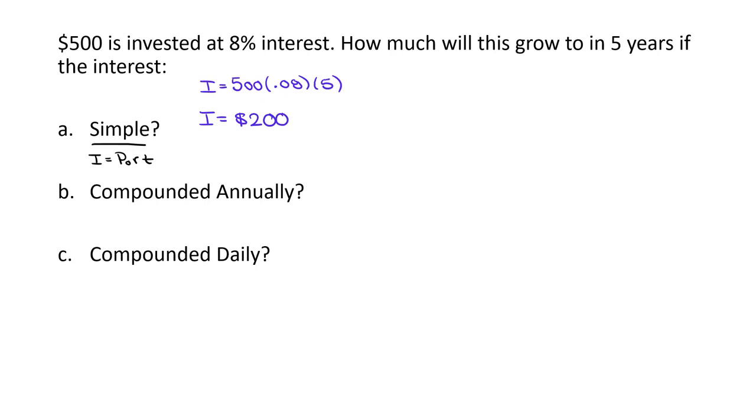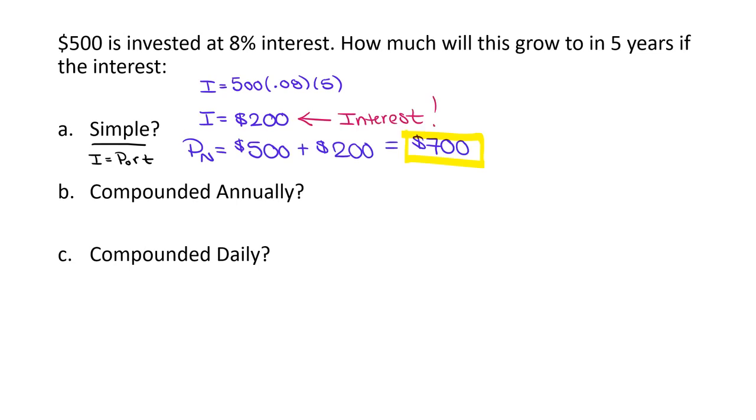Now, this is the amount of interest I've earned. The question actually says, how much money will we have? What will be in our bank account, basically? So we have just computed that we have earned $200 in interest. So the amount of money that we'll have will be the original investment, the $500, plus the interest we earned. So 500 plus 200 is $700. So we'll have $700 at the end of 5 years.